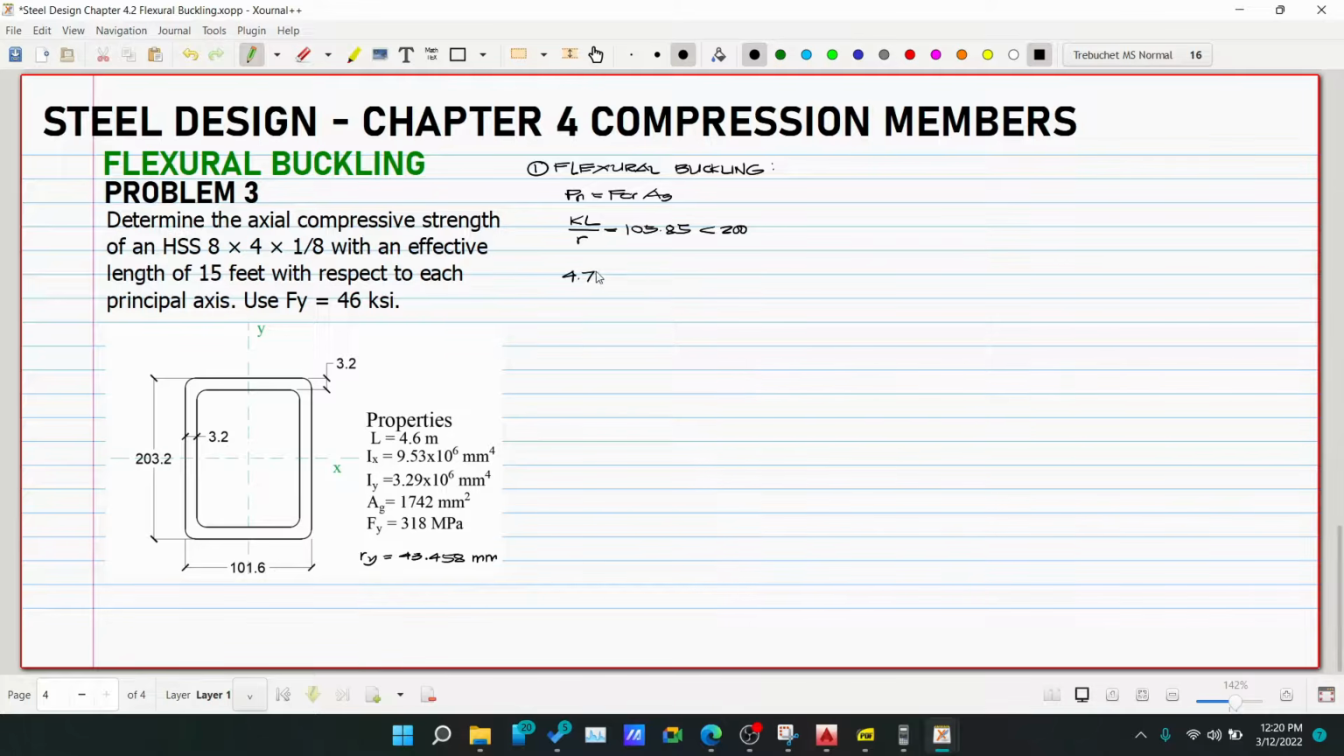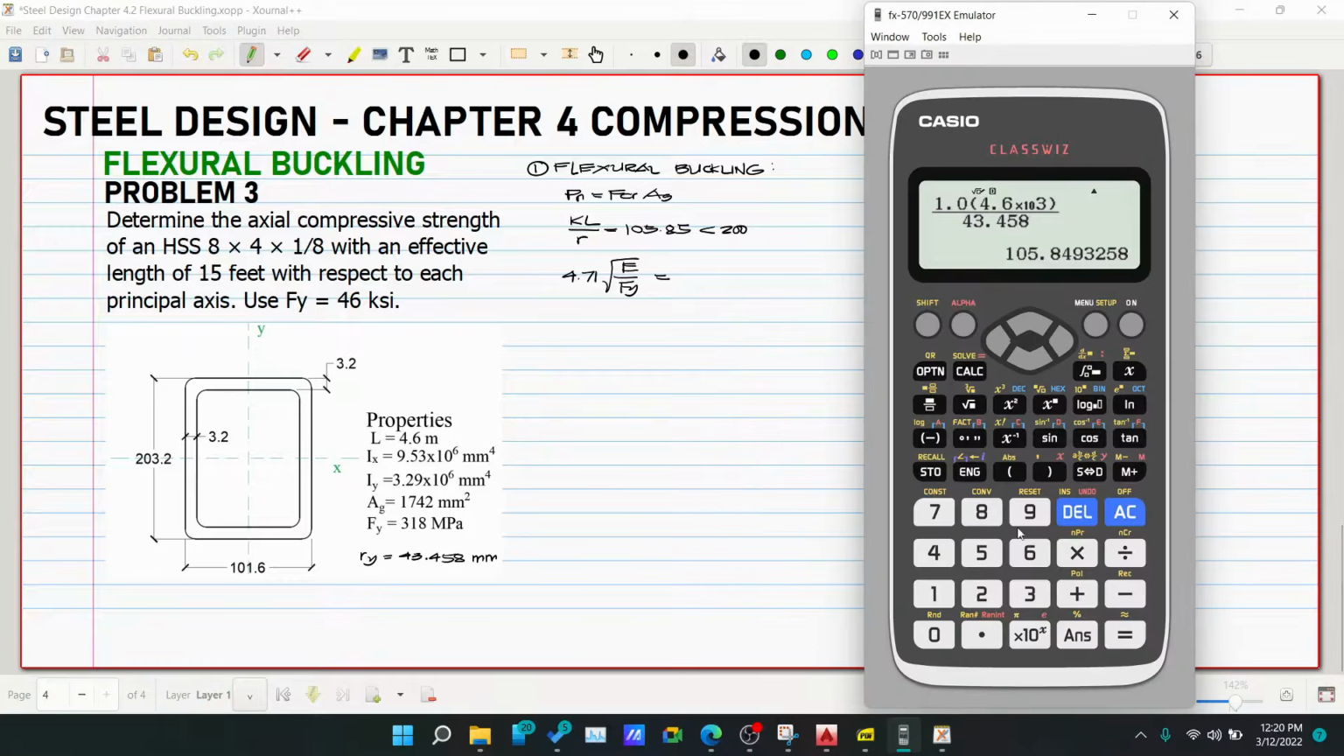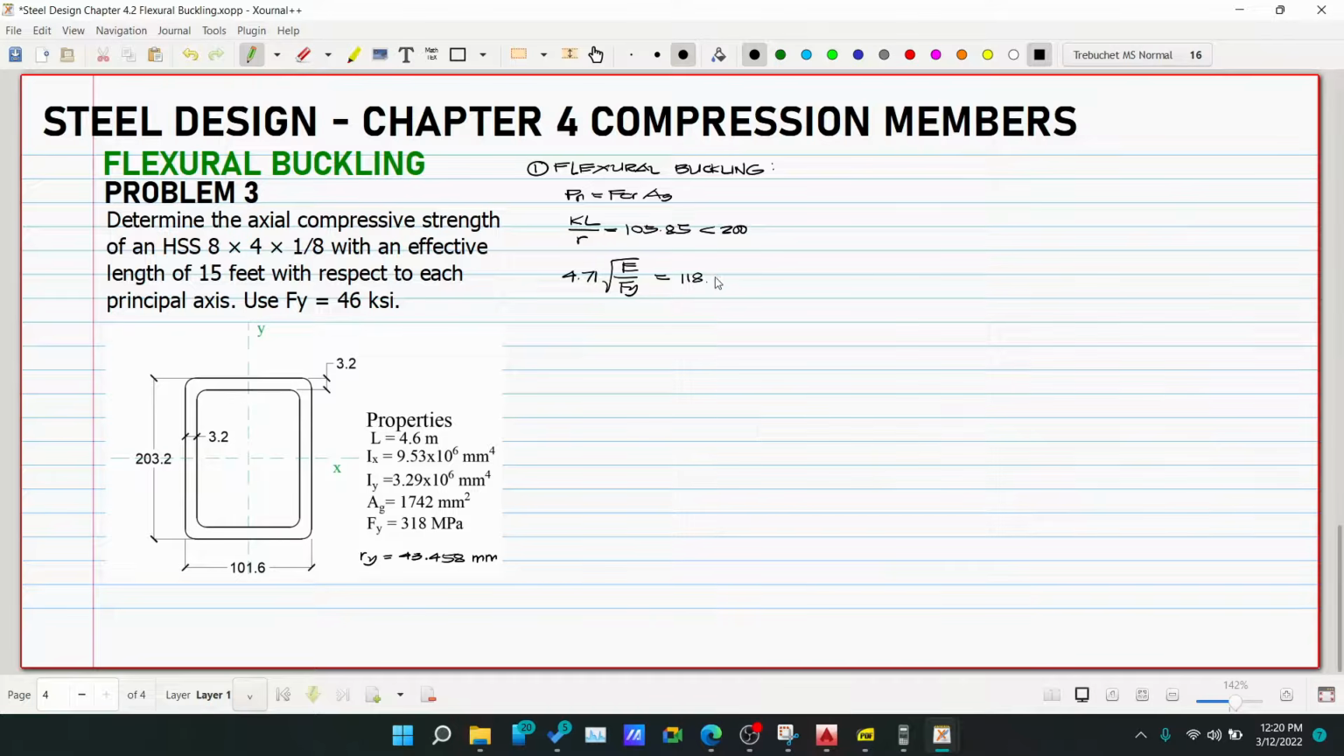And then, yung 4.71 square root of E over Fy. Nagbago na yung ating Fy. So, iba na yung ating limit diyan. So, 4.71 square root of E, so, 200 times 10 raised to 3 over Fy na 318. So, this is 118.12. Okay? So, since yung ating KL over r is less than 4.71 square root of E over Fy, inelastic buckling pa rin tayo.